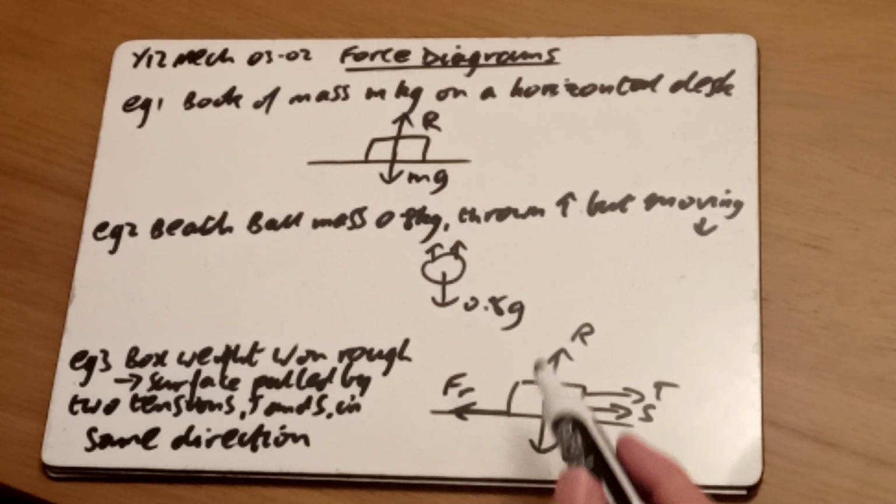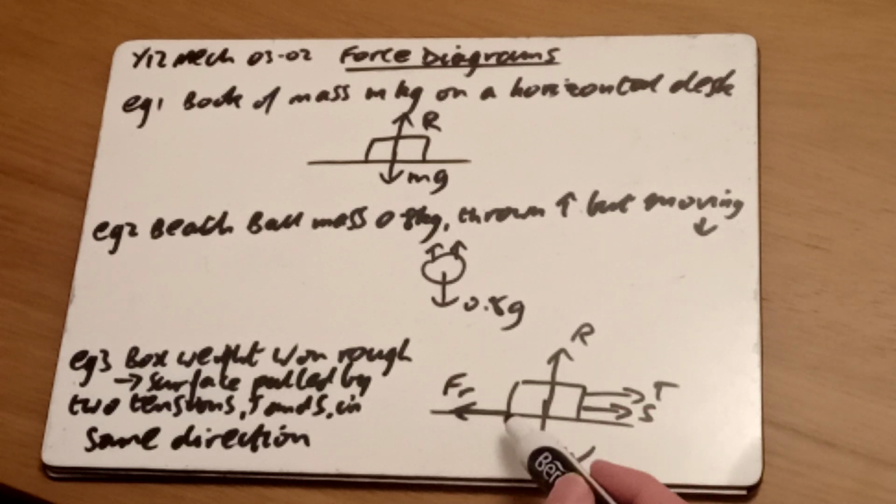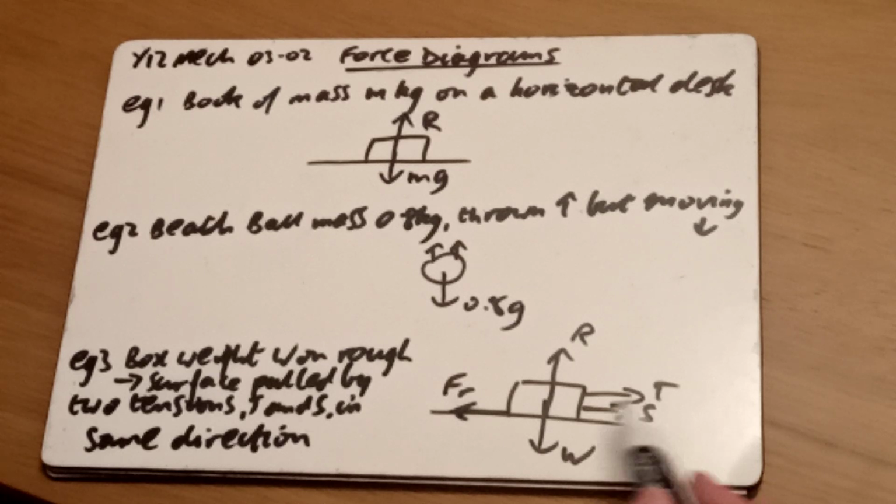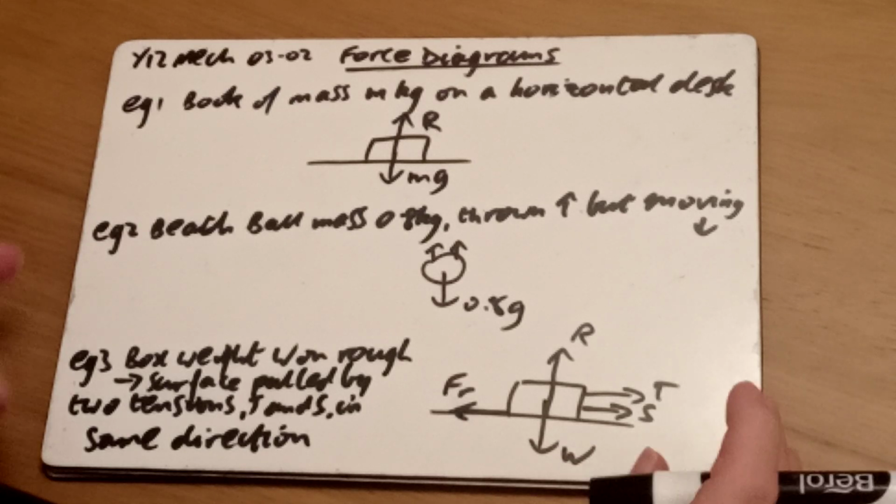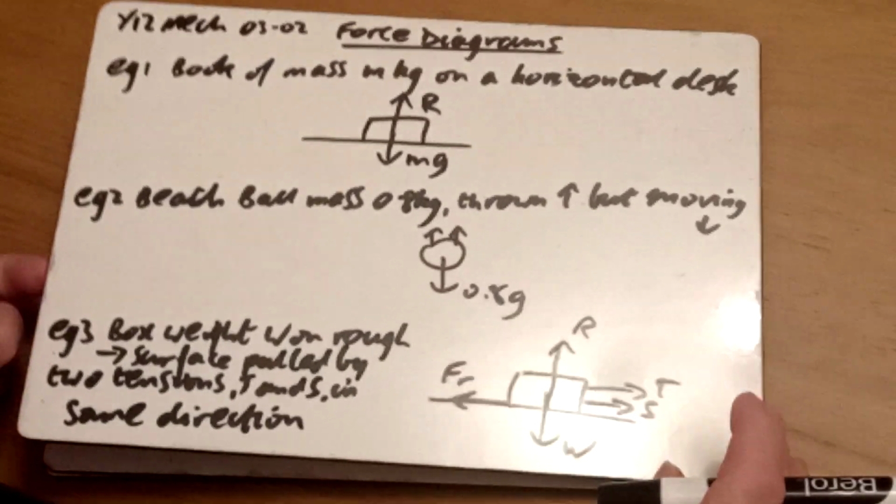So those are my forces then. I've always got the reaction. In this case, I've got a friction, got weight, and the friction opposes the motion because we're pulling it that way. If it's moving at all, it will want to move in the direction of T and S.